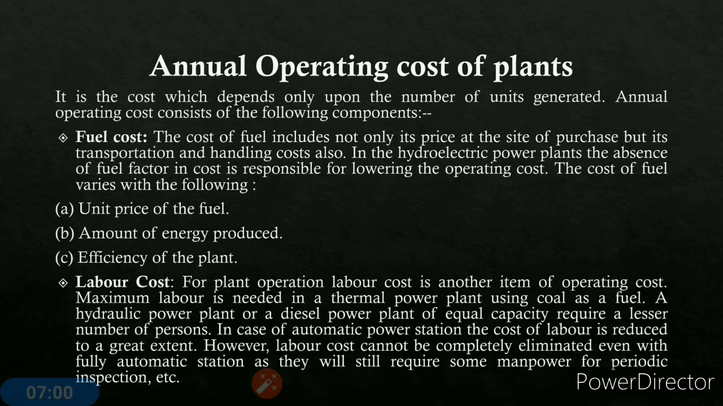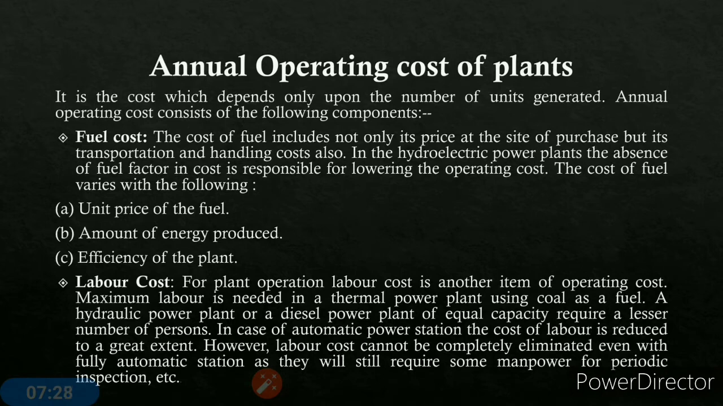It also contains the various types of components like fuel, operating labor, maintenance cost, and supplies. In the steam, diesel, and gas plant, the operating costs form a major portion of the total annual cost. Whereas in hydro, nuclear, and solar plants, the fixed cost overshadows the small operating cost.